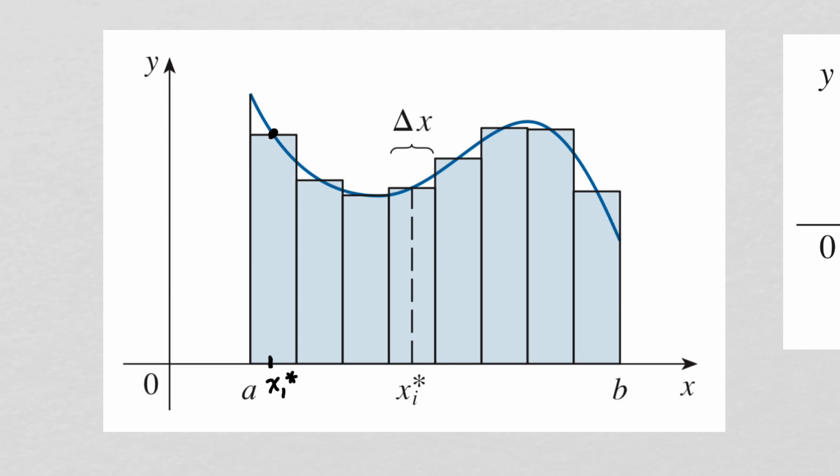You can see that the second rectangle here has a height corresponding to this x value, and we'll call that x2 star. And so on down the line. The next rectangle has a height here, and that corresponds to this x value, which we call x3 star. And if we have n rectangles, by the time you get to the end, the last rectangle will have an x value xn star associated with the height of that rectangle.